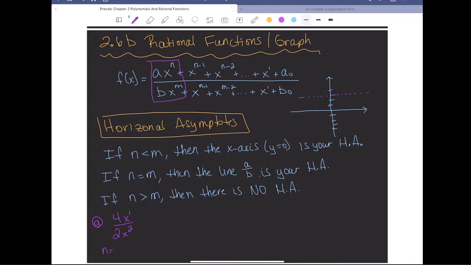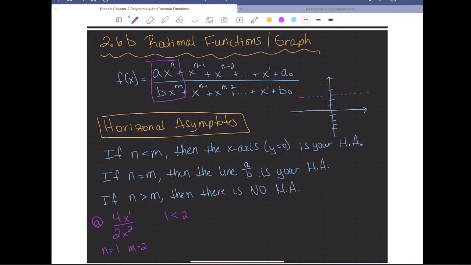Our n is our highest degree in our numerator, which is going to be 1. And our m is the highest degree in our denominator, which is going to be 2. So now I'm looking at 1 and 2. Now fill in the inequality. You're either going to fill in 1 is less than 2, 1 is equal to 2, or 1 is greater than 2. After great pondering, we know that 1 is less than 2.